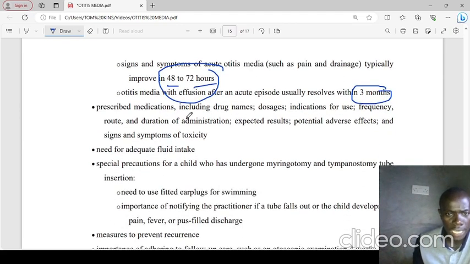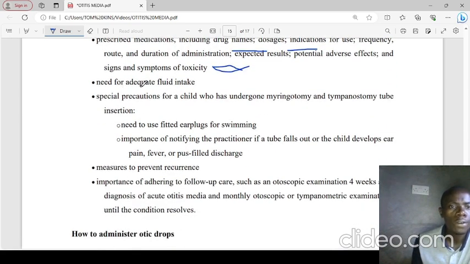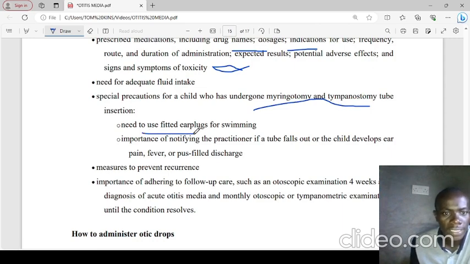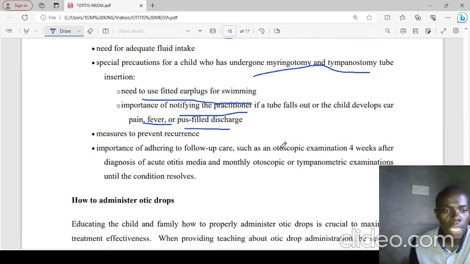So for prescribed medication, look at the dosages, indication, frequency, duration, expected results, potential side effects. Remember to monitor for penicillin sensitivity, okay? And in that case, if that one is noted, you have to switch to macrolide. There's also need for adequate fluid intake, special precaution for a child who has undergone myringotomy or rhinoplasty. There's need to use fitted earplugs for swimming, and the importance of notifying the doctor if a tube falls out or the child develops ear pain, fever, or pus-filled discharge. Remember to measure to prevent recurrence.